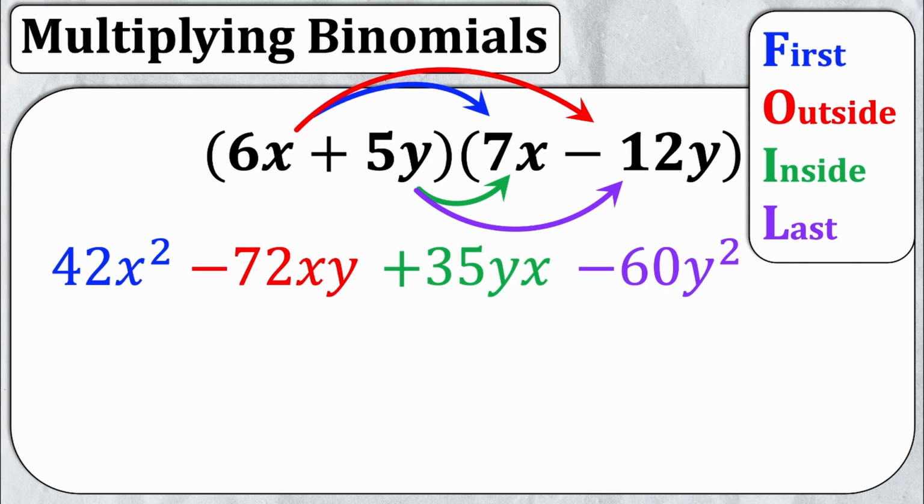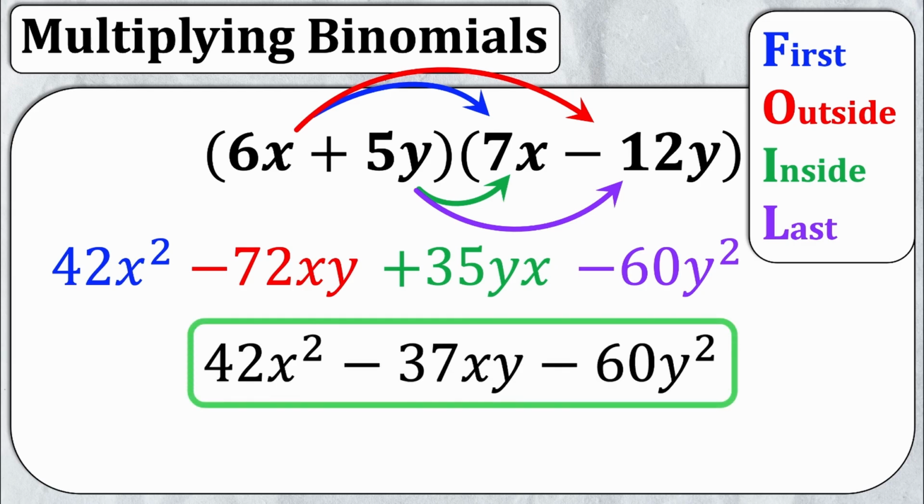Now you'll see those two inside terms are actually common terms. And I know the x and the y are reversed, but because it's all multiplication, it doesn't matter if you have an xy or a yx. They're the same term. And so I can actually combine them by adding negative 72xy to 35yx. And if I do that, I get this final answer of 42x squared minus 37xy minus 60y squared.